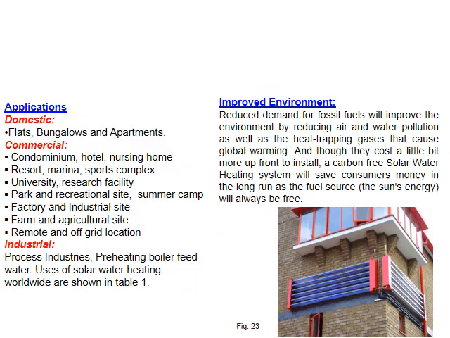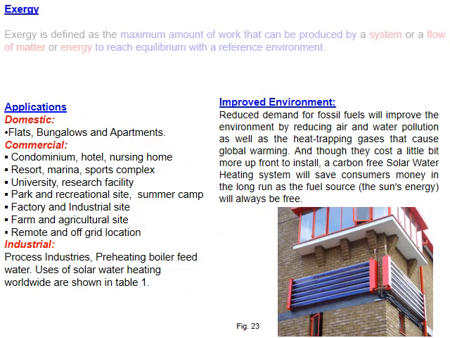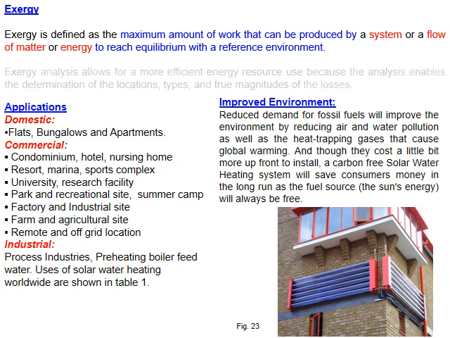So this is the way it's available in the market. Many countries are using them, and it's now available here in Oman. Now for exergy, I would like to mention that exergy is defined as the maximum amount of work that can be produced by a system or a flow of matter or energy to reach equilibrium with a reference environment. When we deal with solar thermal, we need to do exergy analysis to check the losses, where they happen, at which location, what type of losses, and so on.